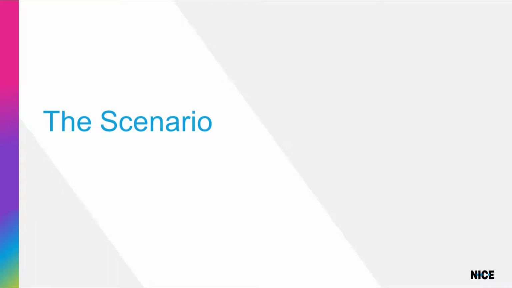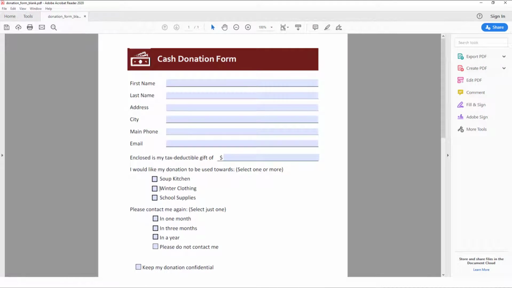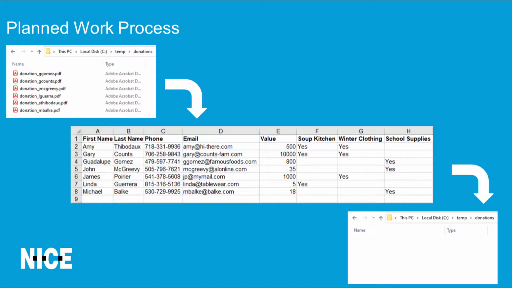In this tutorial, we will create an automation solution for a non-profit organization. Potential donors are sent PDF forms like the one shown. They fill in the form electronically and send them back. The nonprofit has asked us to help automate the capture of the data in these forms. They want the solution to work as follows.